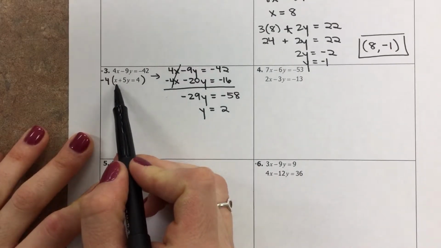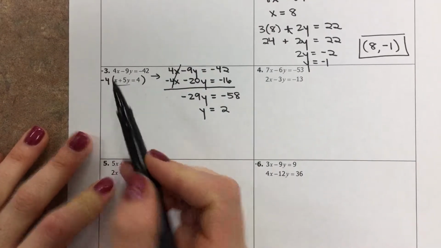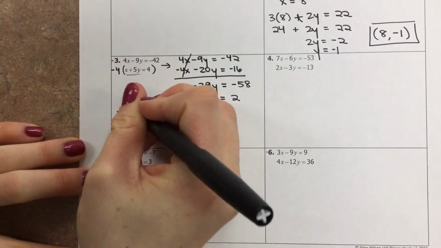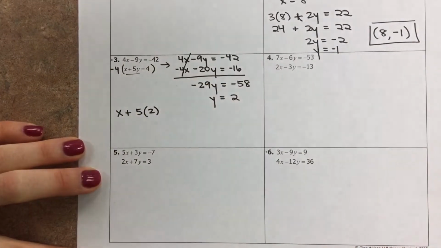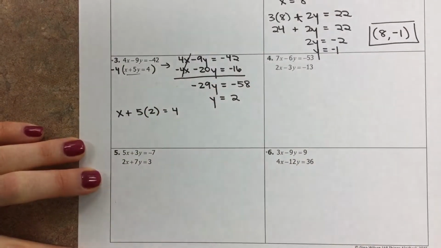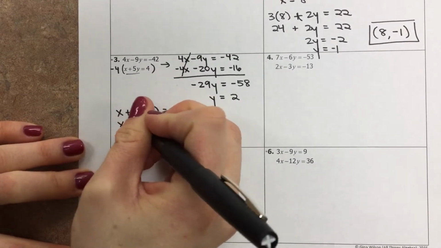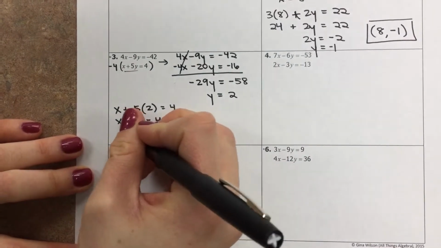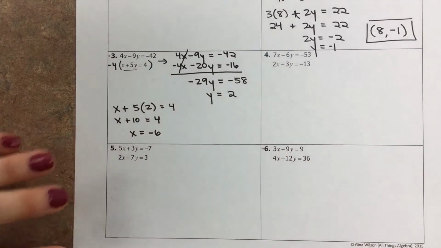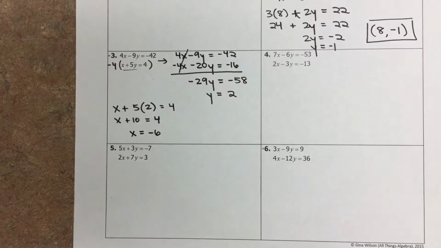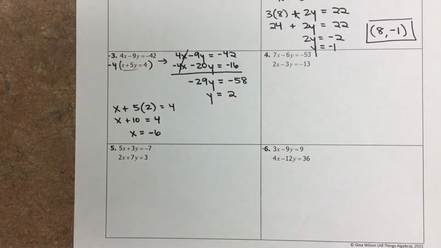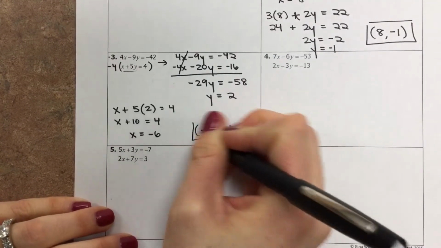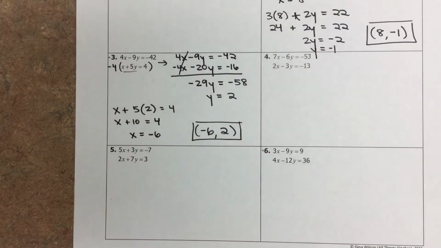So I'm going to go into this equation because the x is already by itself, so that'll be just one step easier when we're solving for x. So x plus 5y, so that's where I sub in the 2 for y, is equal to 4. So I have x plus 10 is equal to 4. And then I can solve for x by subtracting 10 from both sides. So 4 minus 10 is a negative 6. So final answer, you want to put it in an ordered pair. And remember, the word ordered means that the x coordinate has to go first, and then the y coordinate has to go second. So that's what our answer would be for number 3.